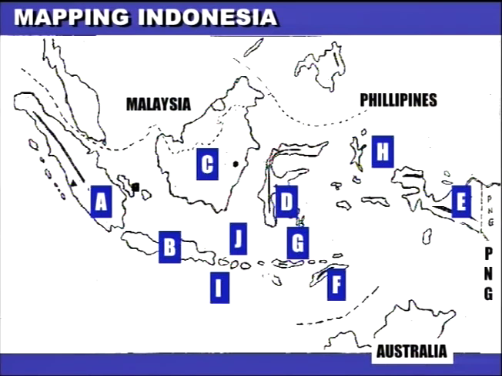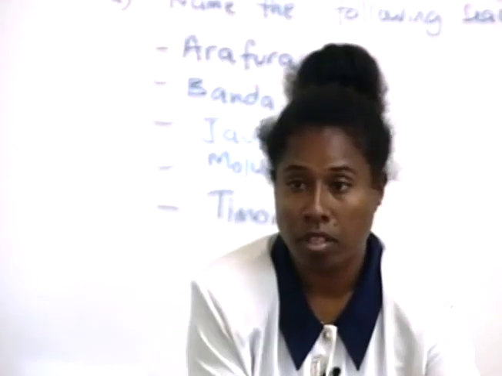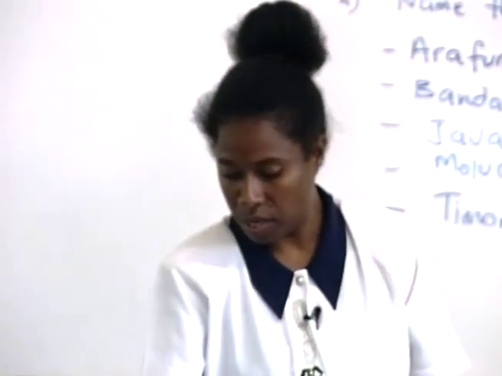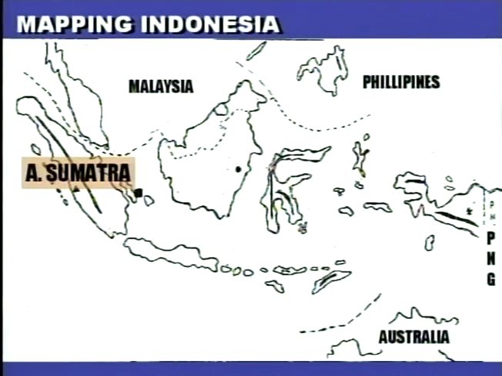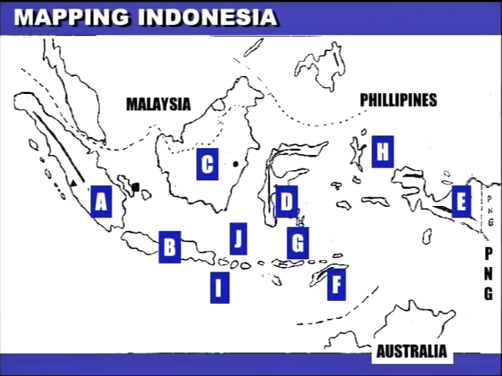Island A. Island A is the island of Sumatra. Okay, the rest of us, we check. Are we happy with Sumatra? Yes. Okay, we double check. Correct. Okay, let's look at Island B. Doreen? Island B is the island of Java.